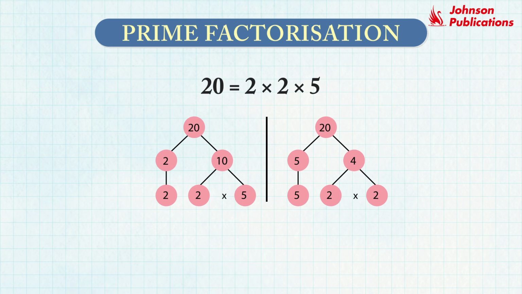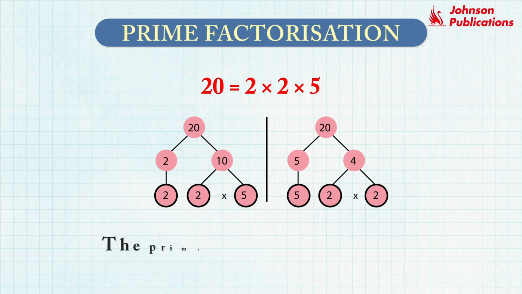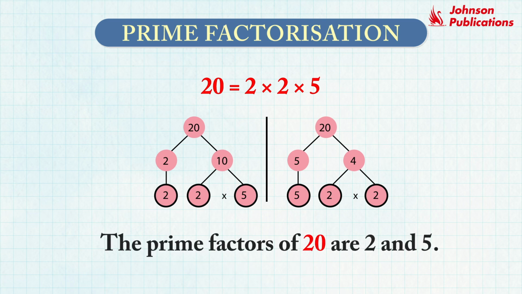We see that the numbers in the last row of the factor trees are all the same prime numbers, that is, 2, 2, and 5. So, 20 is equal to 2 into 2 into 5. Thus, the prime factors of 20 are 2 and 5.